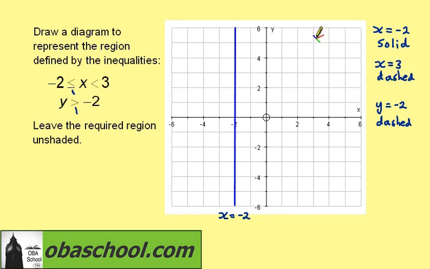Now consider x equals 3. It's a vertical line through 3, and we draw it dashed. y equals -2 is a horizontal line through -2. Once again, label our lines.